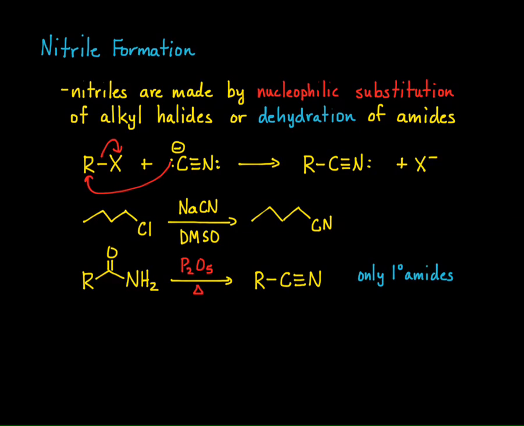So one way that you can remember this is if you have P2O5, you're going to lose water, right? And that water comes from the two hydrogens on the nitrogen and then the carbonyl oxygen. So here's an example. Again, primary amide reacting with P2O5, and the carbon, right, nitrogen creates a triple bond. I lose water, so I create this cyanide.